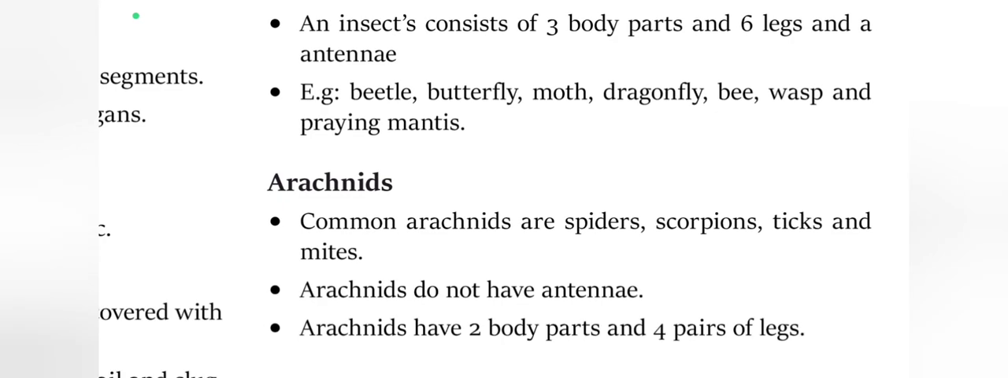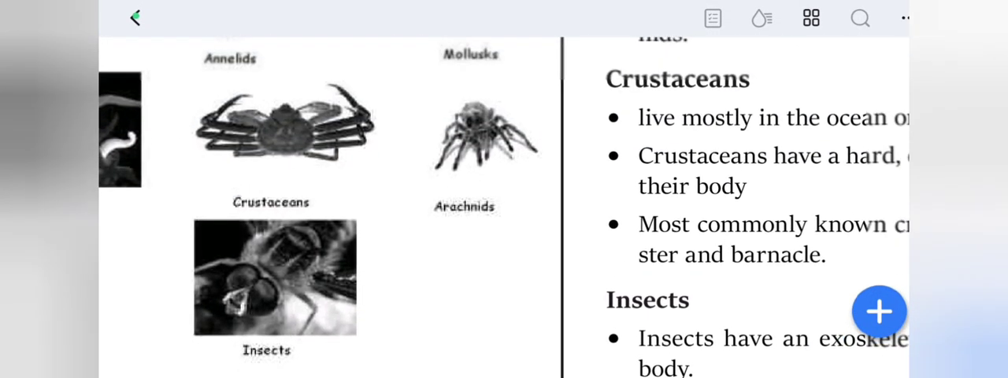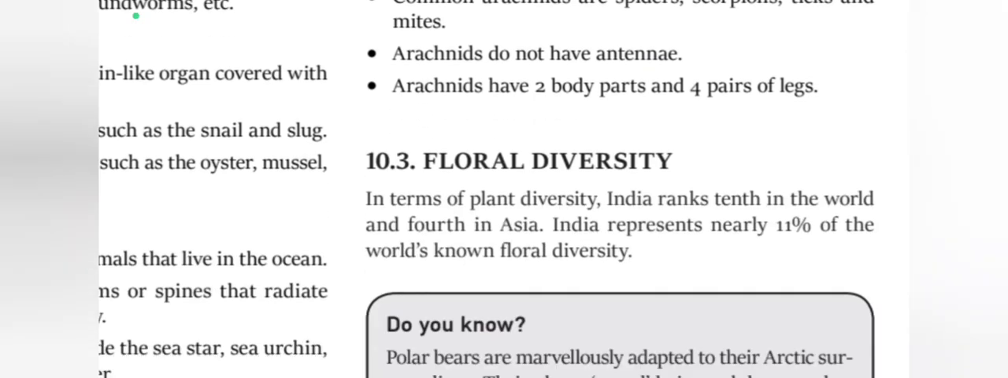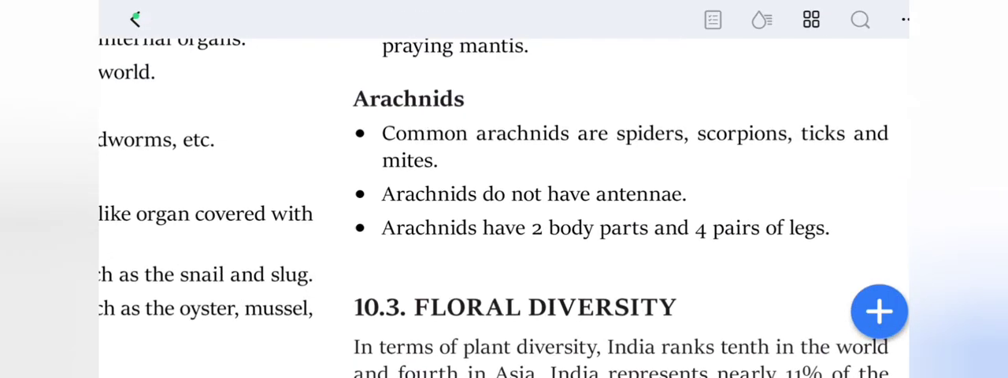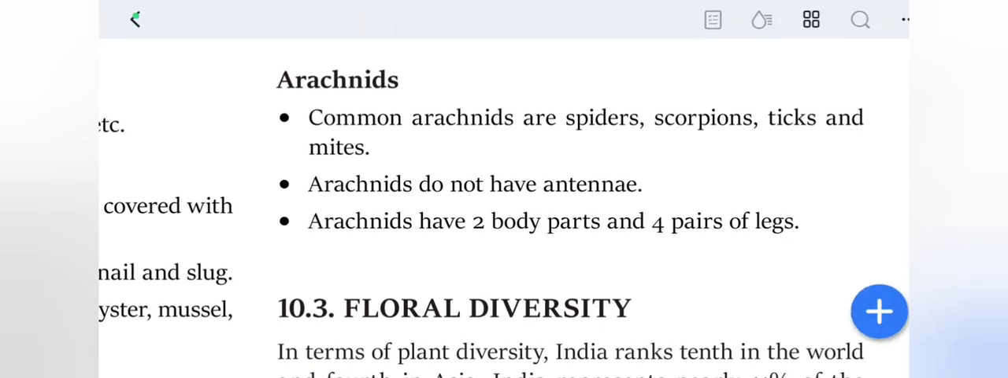Now arachnids. Common arachnids are spiders, scorpions, ticks and mites, right? Arachnids do not have antenna. Antenna is in insects, but have you ever seen an antenna on a spider? No. Arachnids have 2 body parts and 4 pairs of legs. That is 8 legs, right?